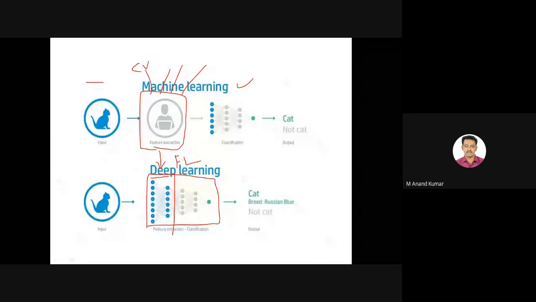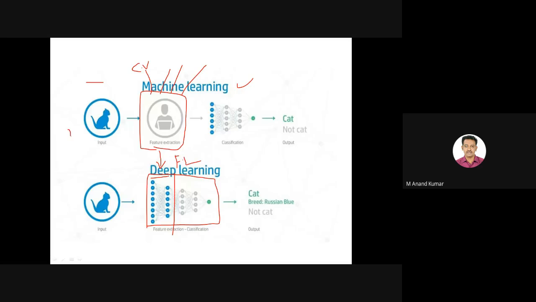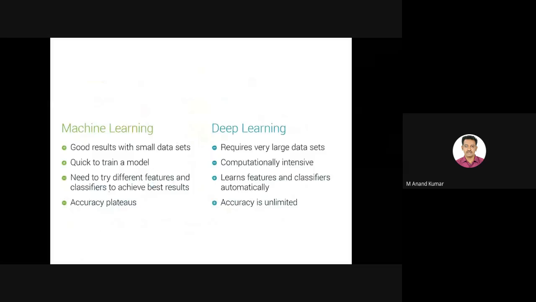The other difference is this: if you have a small data set, you can go with a machine learning model. But if you have a large data set and good computational power, you can select deep learning models. So these are the comparisons between machine learning and deep learning. Machine learning is quick to train the model, while deep learning is computationally an intensive task.